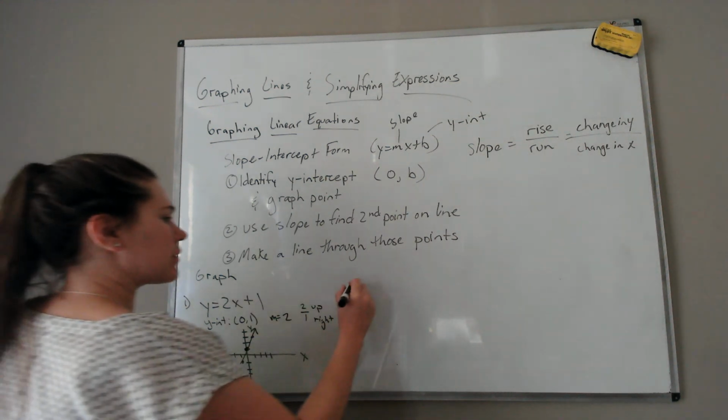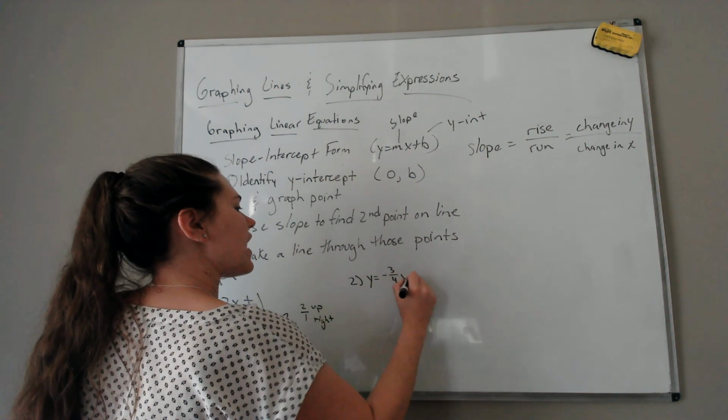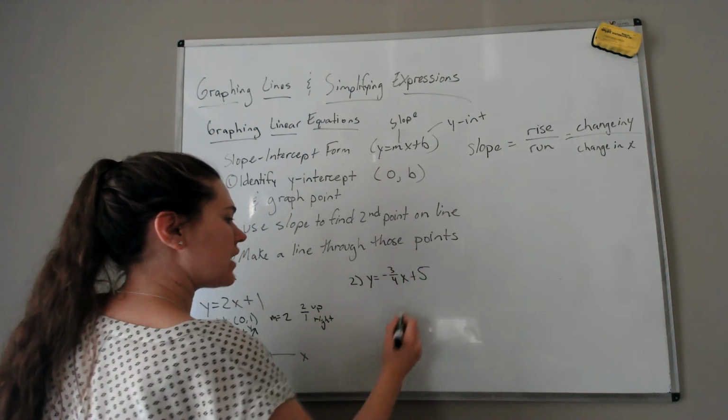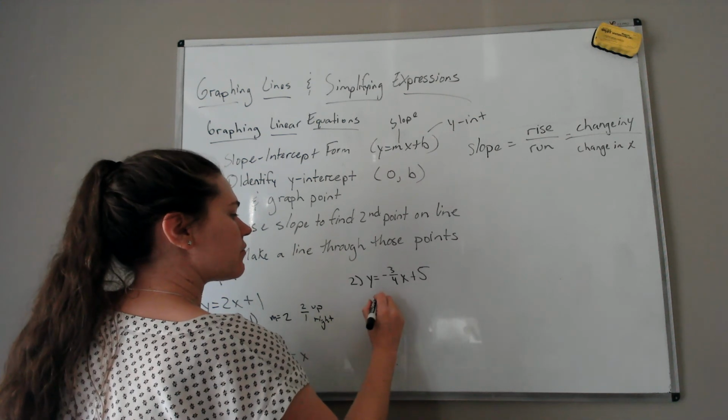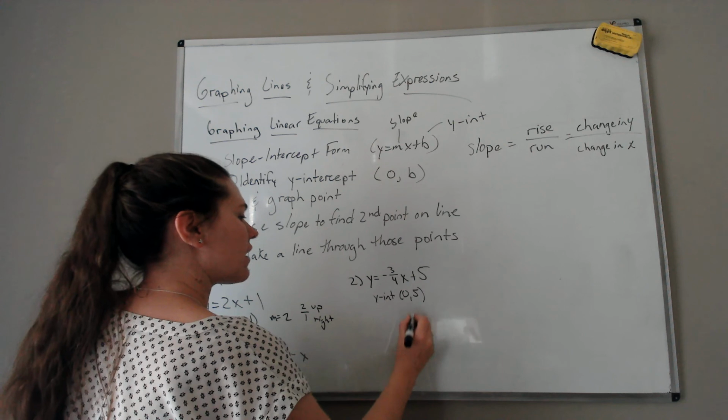Number 2, we can do y equals negative 3/4 x plus 5. So notice it is in slope-intercept form. So the first thing we could do is identify what's the y-intercept. The y-intercept is 5.